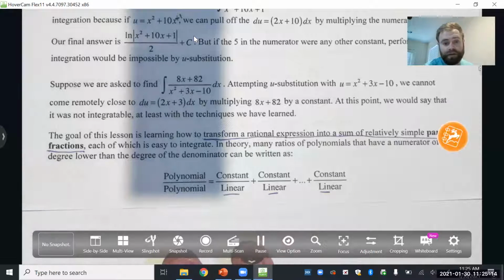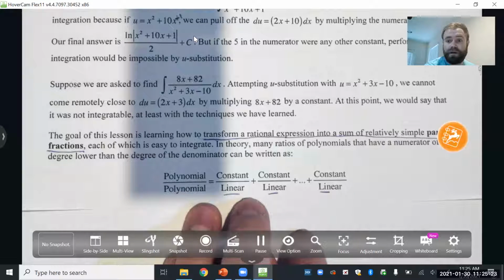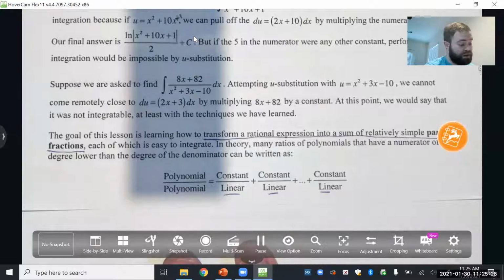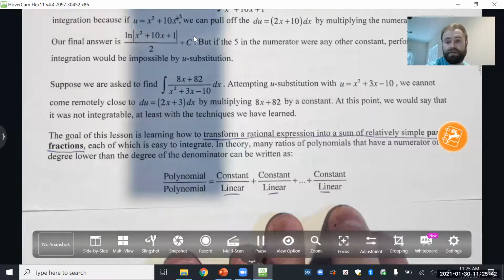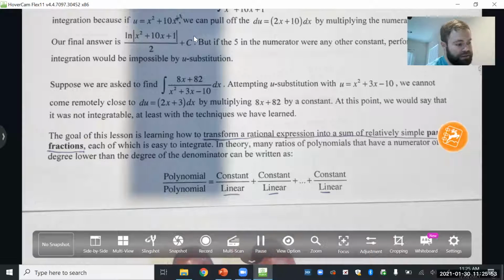There's other ways that can end up happening, but where you have repeating linear terms in the denominator, we won't see that on the BC exam. That would be more common in Cal 3 or differential equations. So the idea is we're going to end up with non-repeating linear factors in the denominator. Anything more complicated than that in the denominator would be in higher level math classes.